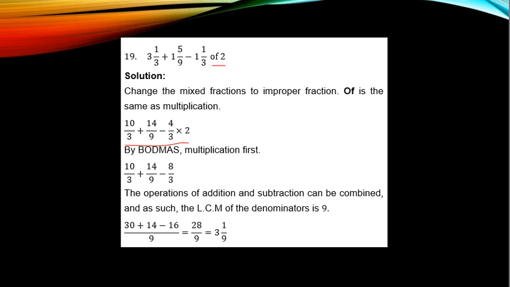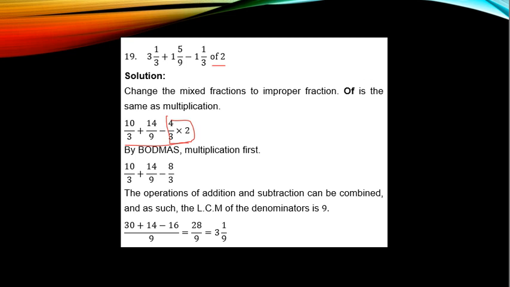From the rule of BODMAS, you have to multiply first. That is taking these two numbers together. So 4 times 2 is 8 over 3. The remaining two operations can be combined, addition and subtraction.